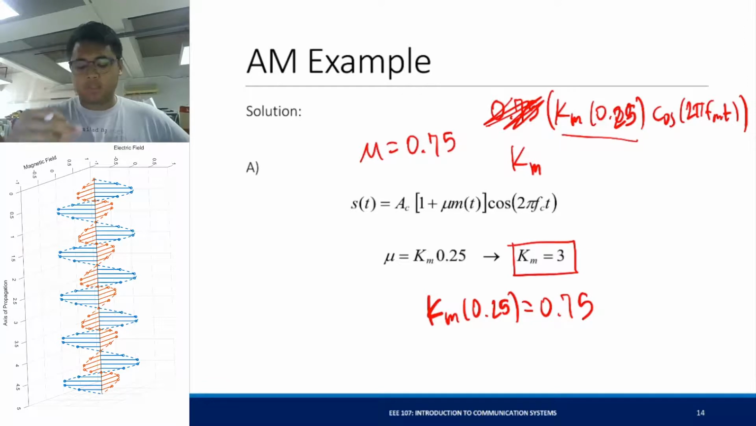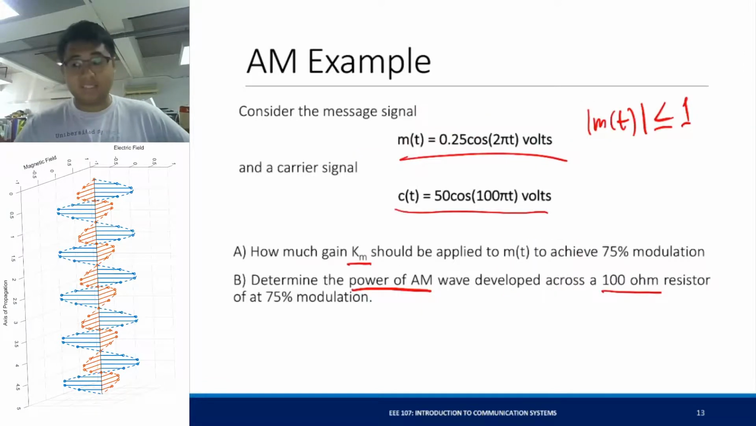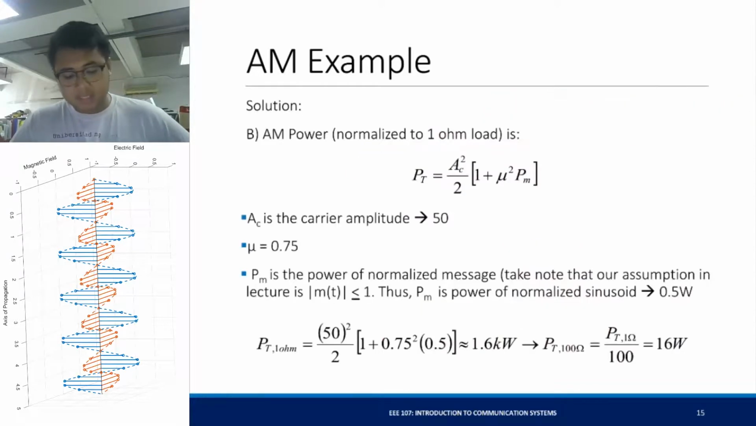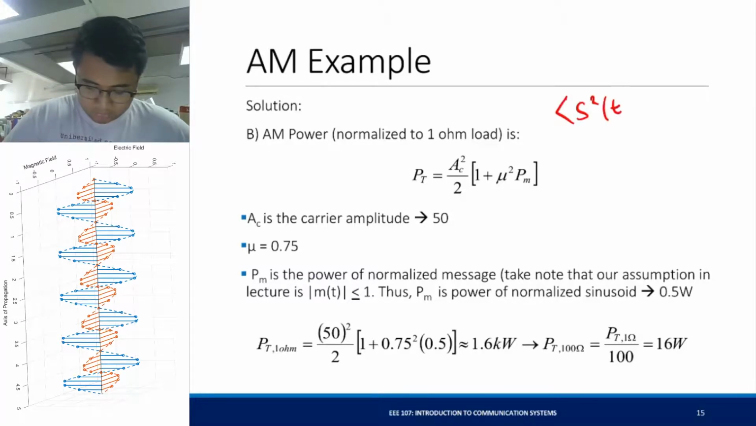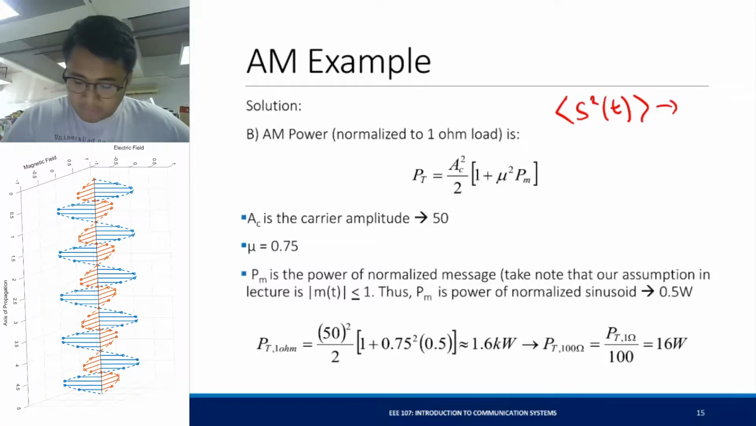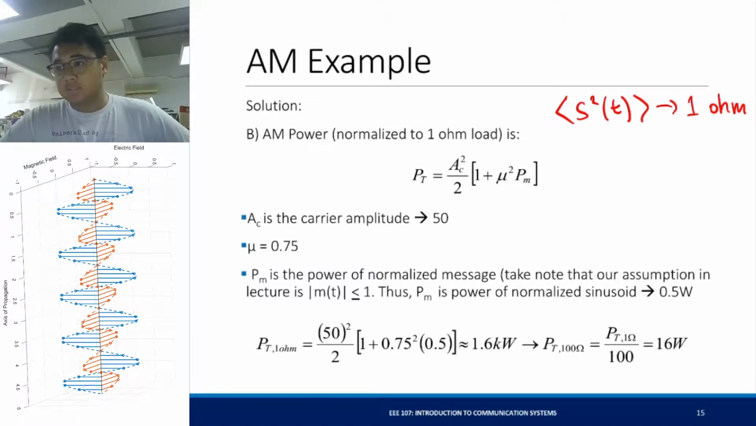You need to feed your message into an amplifier with a gain of 3 so that you achieve a modulation index of 0.75, or 75% modulation. Okay, next. So when you compute for the power, when we're using this formula that I've shown earlier, the average of the mean square of a signal, you're referring this to a 1 ohm resistor. Okay? So this is the power across a 1 ohm resistor.